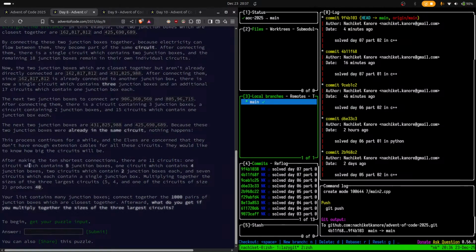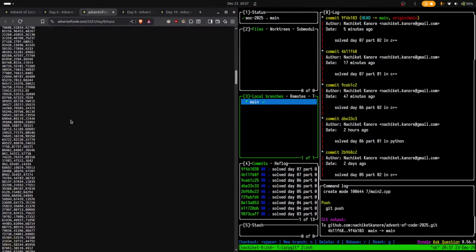There are 11 circuits. One circuit contains 5 junction boxes, 2 contain 2 each, and 7 contain a single junction. Your list contains many junction boxes connected to pairs of boxes which are closest together. Negative numbers.